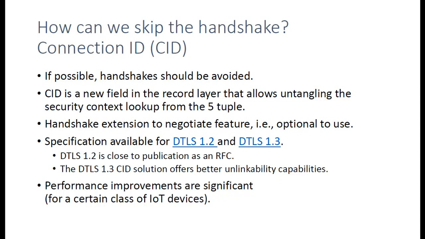The connection ID or CID adds a new field in the record layer that allows lookup of the security context via the CID rather than the 5-tuple. Like any other extension, it is optional to use, and it's available for DTLS 1.2 and 1.3, whereby the 1.3 variant offers better privacy properties due to the nature of the 1.3 protocol with the handshake encryption. The DTLS 1.2 variant is close to finalization, and the 1.2 variant is part of the DTLS 1.3 specification itself.